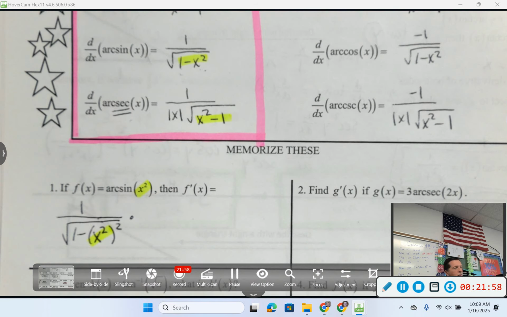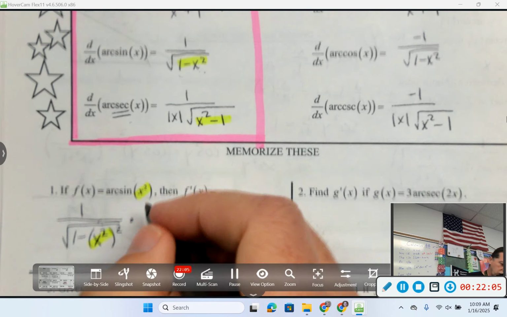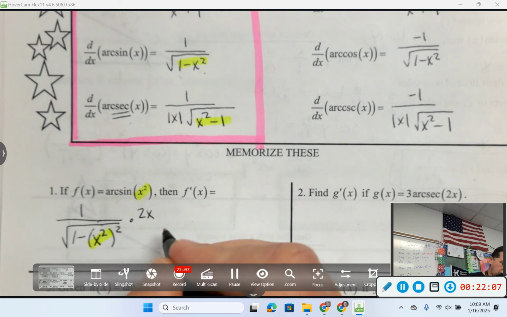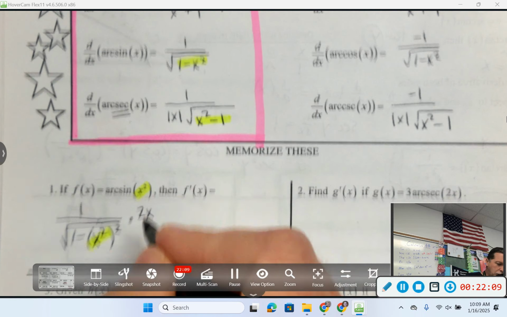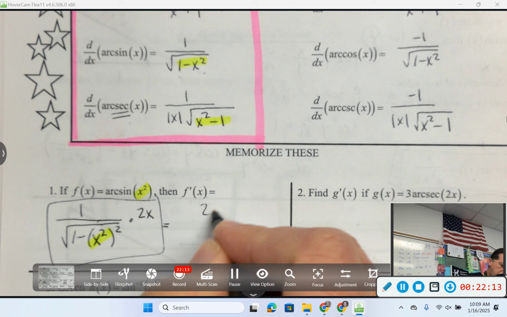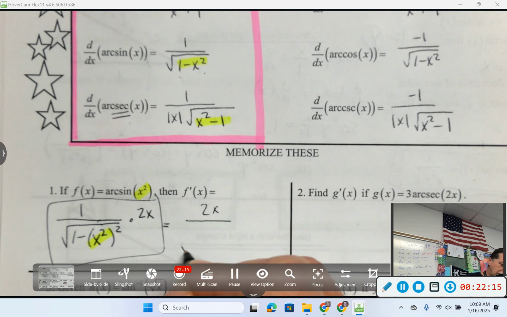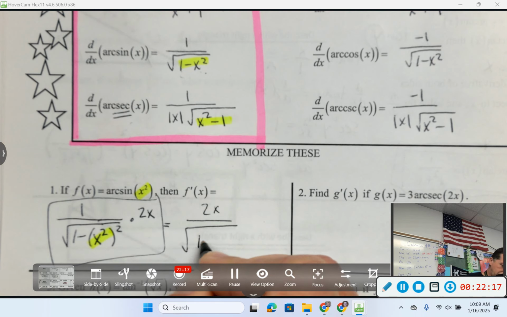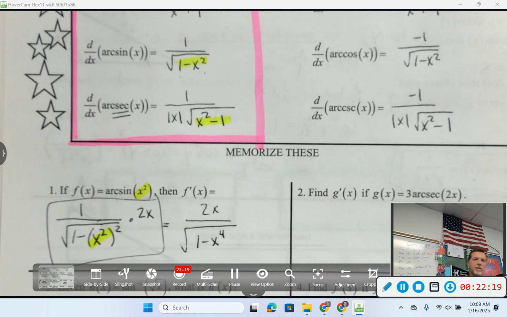Well, what else do you think we need to tag on to the end of this? 2x, because that's our blow-pop rule, our chain rule. So times 2x. That would be a safe stop. If you wanted to clean it up a little bit, it might look like that.